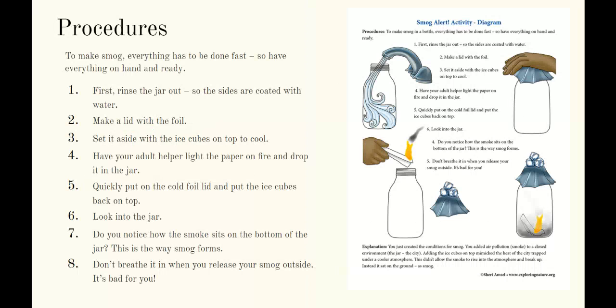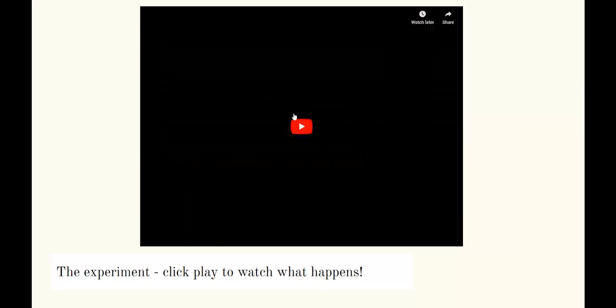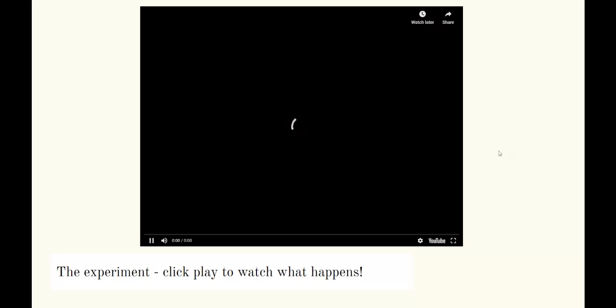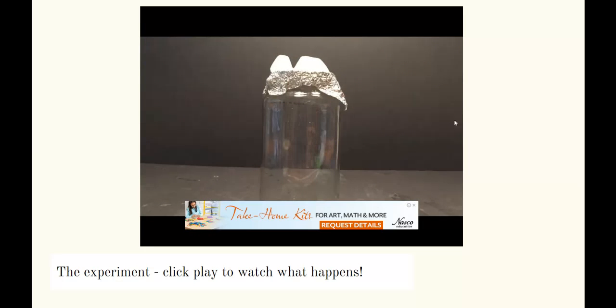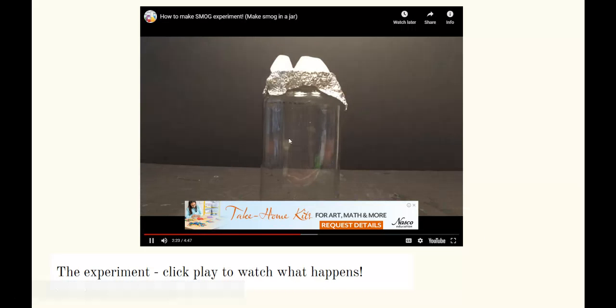Here are the procedures that you're going to go through, and I sent these to your parents so they can walk you through step by step. But we also have a great video, and I'm going to skip ahead to the section of the video that shows us exactly where the smog forms in the jar so that you can take a look yourself. Let's watch what happens. What you see is you should be able to start seeing smoke and fog starting to condense inside the cold air of the jar.